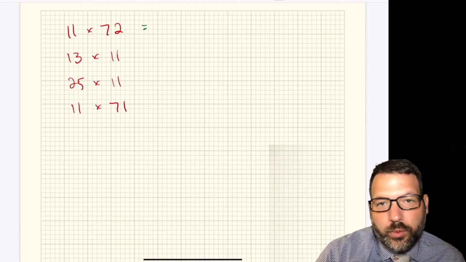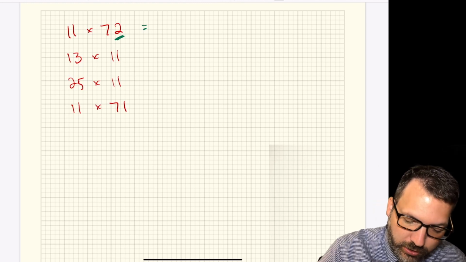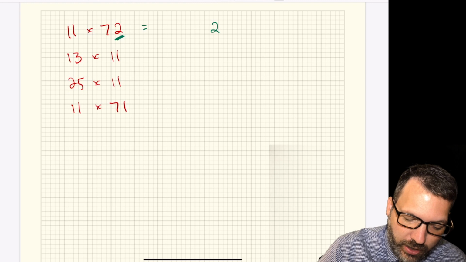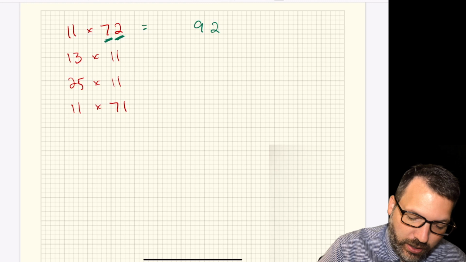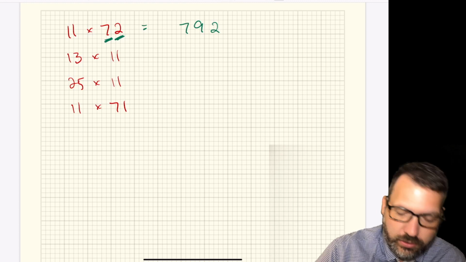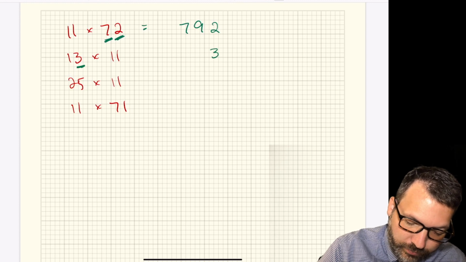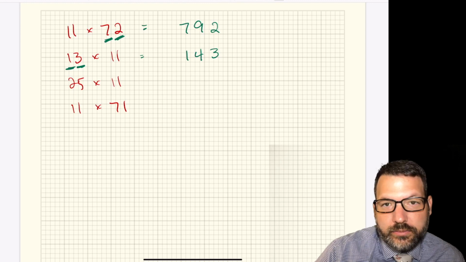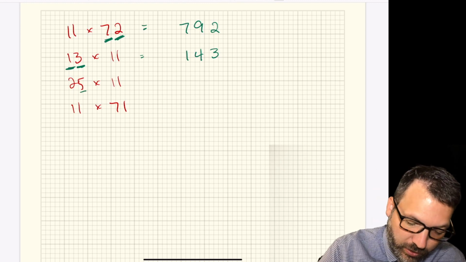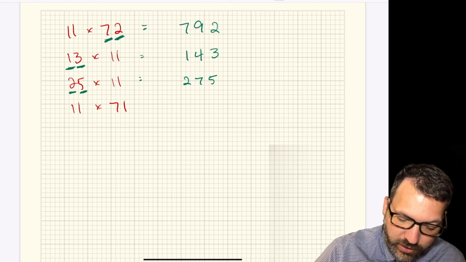This time I'm not going to write all the work down. I'm just going to write the digits down as I go. I start with my ones digit. I add the ones and the tens together. 2 plus 7 is 9. And then I rewrite the tens digit, 792. Write down the ones digit, add the 1 and the tens together, rewrite the tens. Every time. This is how you multiply things by 11. Write down the ones digit, add the 1s and 10s together, write down the tens digit, 275.